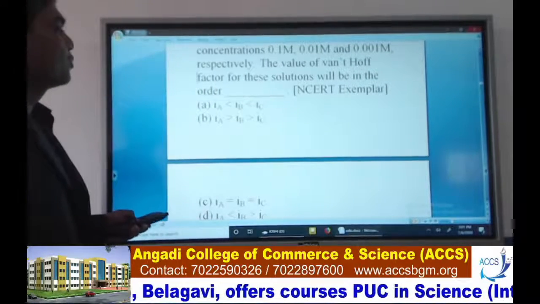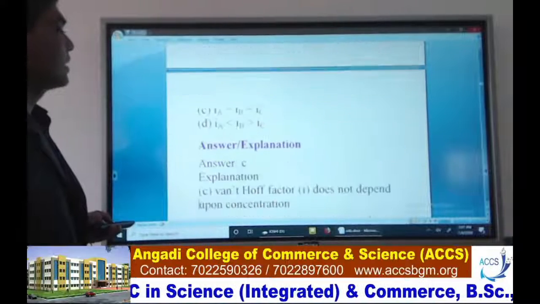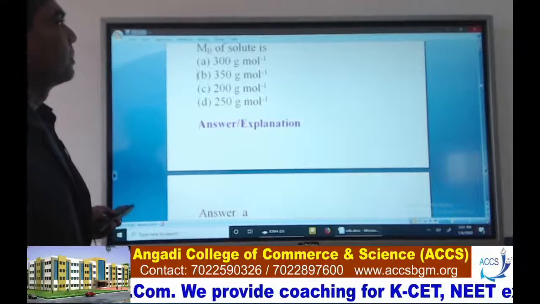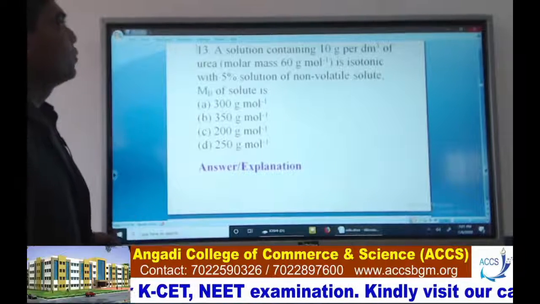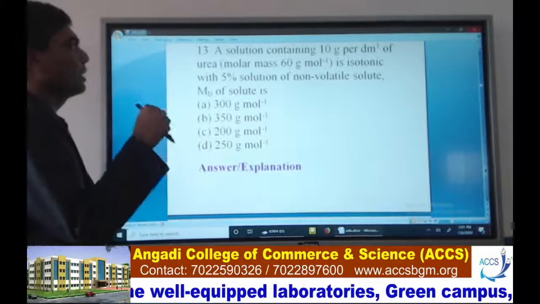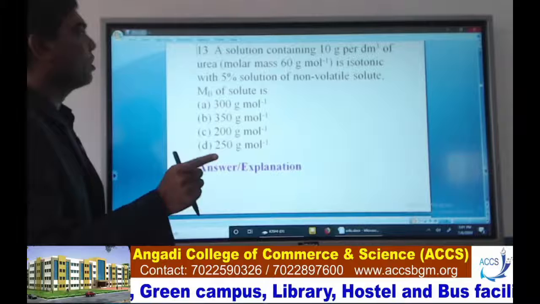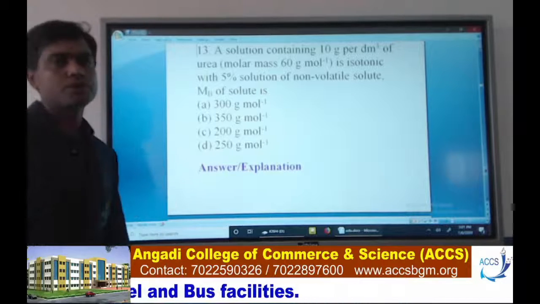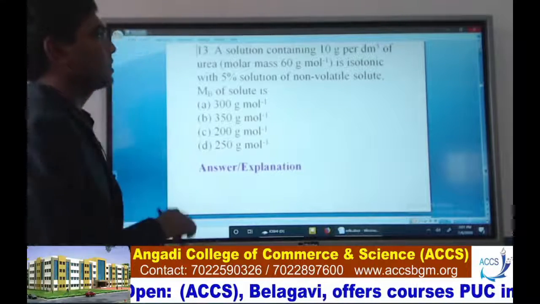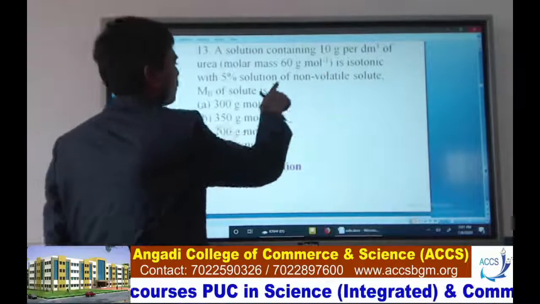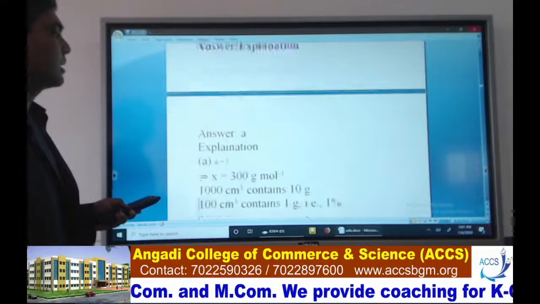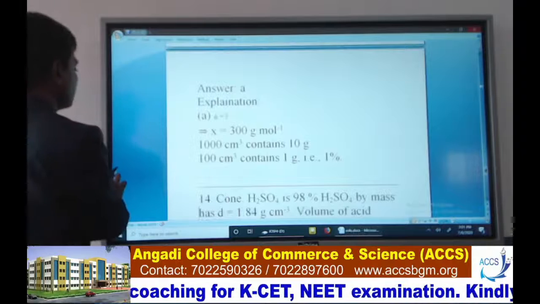Okay. Now we move towards the last question, which is related to a solution containing 10 gram per dm³ of urea, where molecular mass is given, isotonic with 5% of non-volatile solute. Mb of the solute is? Whenever you see the capital Mb, it is called the molar mass. He has given some values and he has given the options. How to calculate and what are the explanations? Let's see. Okay, I will solve this for you.